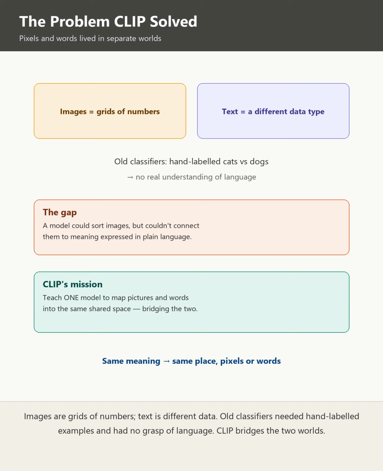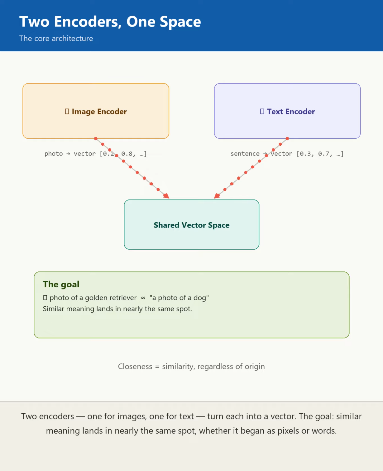Let us start with the core problem. Computers see images as grids of numbers, and they read text as a different kind of data entirely. For a long time these two worlds were separate. An image classifier could tell a cat from a dog, but only because someone hand-labeled thousands of cats and dogs. It had no real understanding of language. CLIP set out to bridge that gap, teaching a single model to connect pictures and words in the same shared space. Here is the key idea.